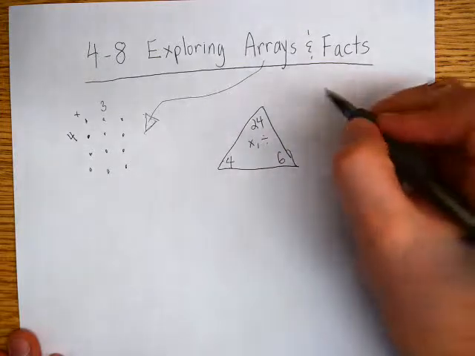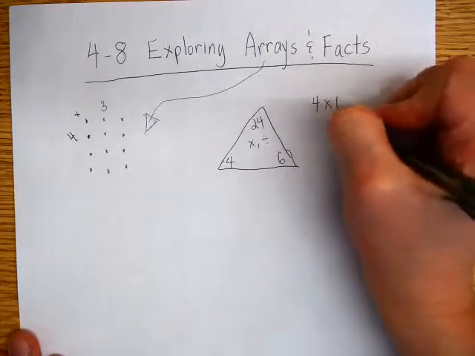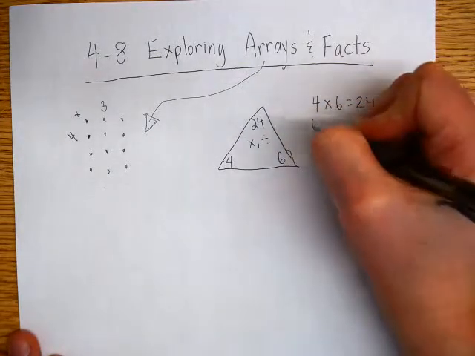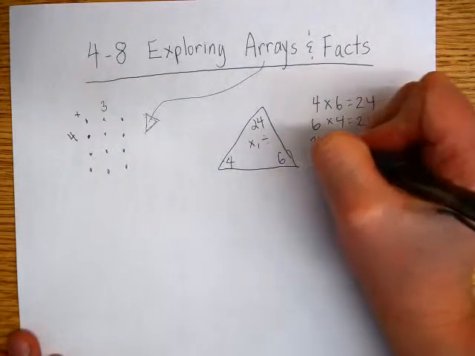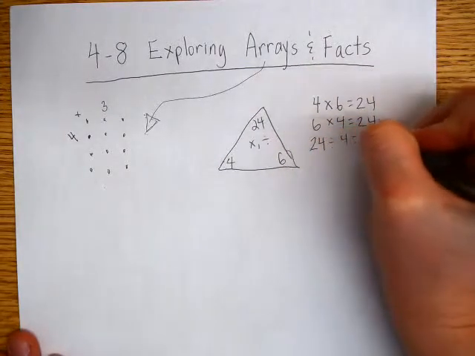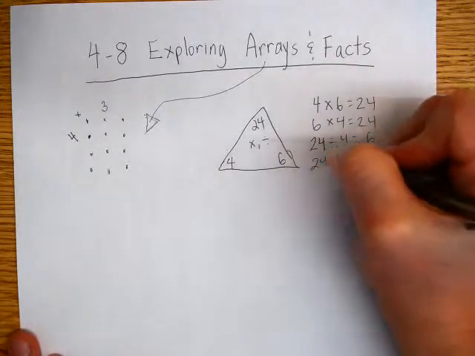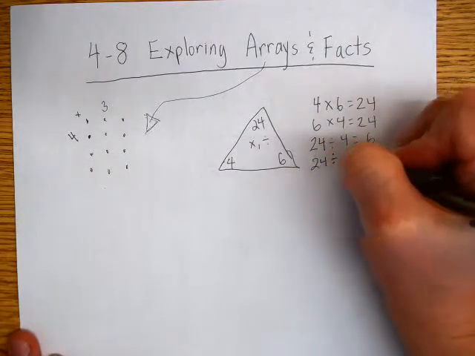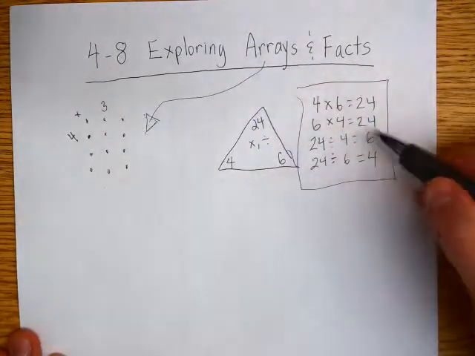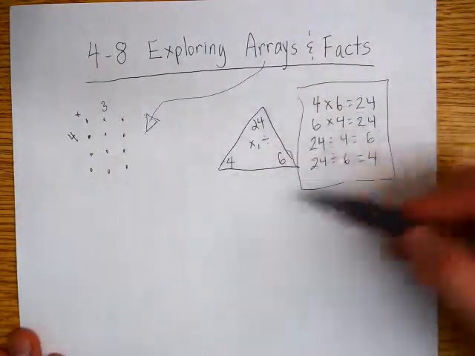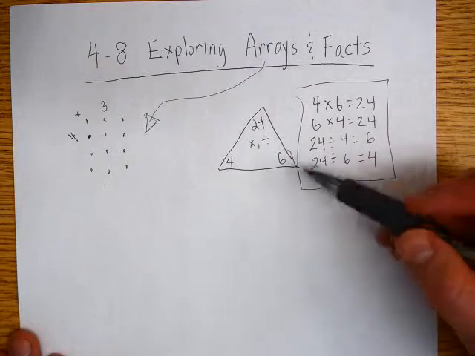And even without the triangle, we'd want kids to be able to say 4 times 6 equals 24, 6 times 4 equals 24. And then conversely, 24 divided by 4 equals 6, 24 divided by 6 equals 4. So we would want them to be able to generate this sort of fact family for any 3 numbers that go together like that.